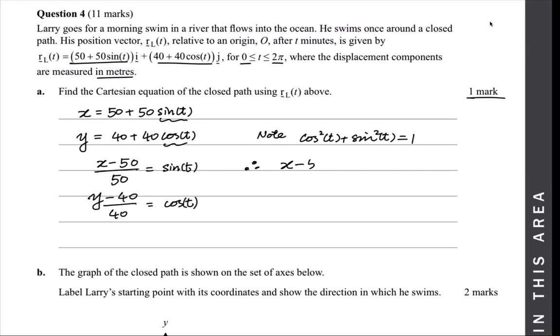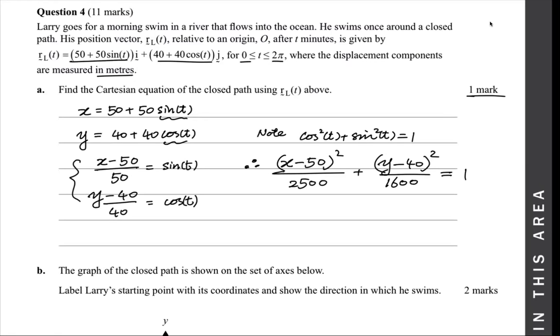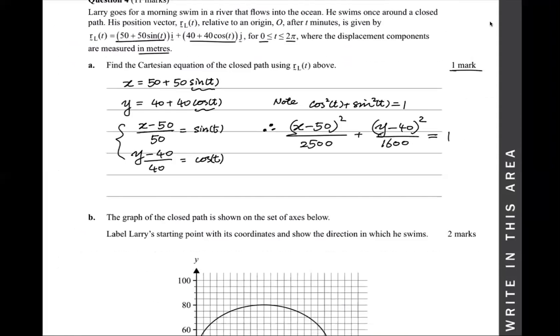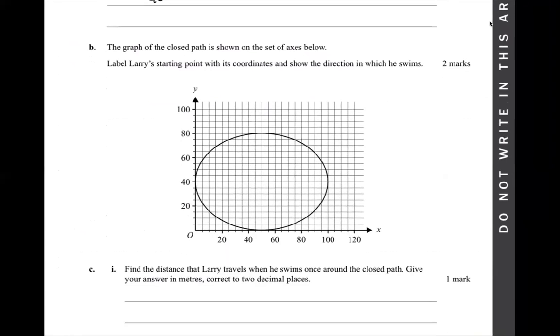Therefore, (x minus 50) squared divided by 2500 plus (y minus 40) squared divided by 1600 equals 1. You just square these two equations and sub into the trig identity. So this is a Cartesian equation. There is no need to rearrange for y, okay? A Cartesian equation can be a relation rather than a function. Okay, the graph of the closed path is shown on the set of axes below.